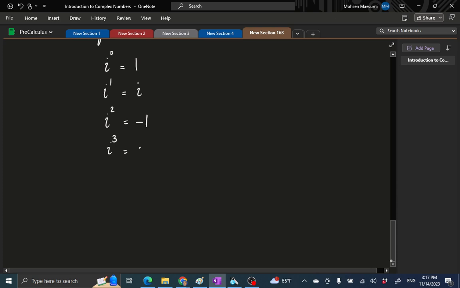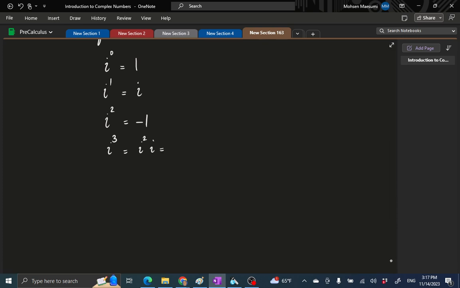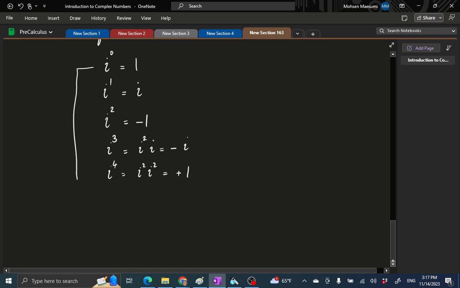Well, i cubed, I can write it as i squared times i. i squared is -1. How about i to the power of 4? Well, I can write it as i squared times i squared. Each of them is -1, and when I multiply them, I get +1. You notice that we are back here. How about i to the power of 5? Well, I can write it as i to the power of 4 times i to the power of 1. i to the power of 4 itself is 1, and i to the power of 1 is just i. And now we have that this is just i.